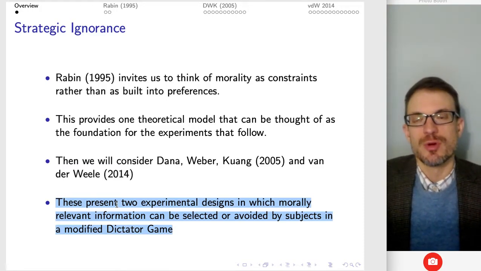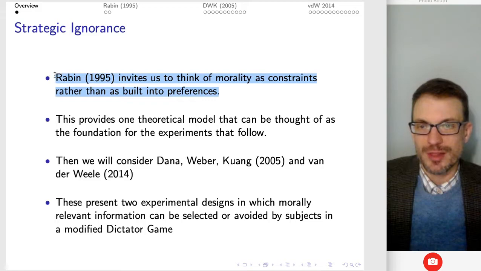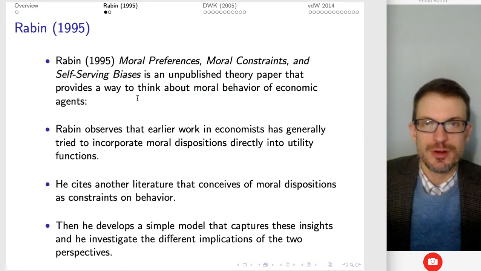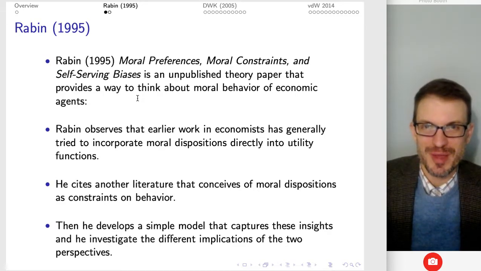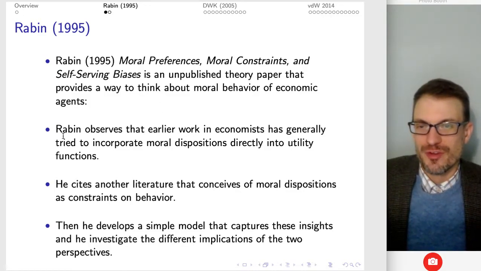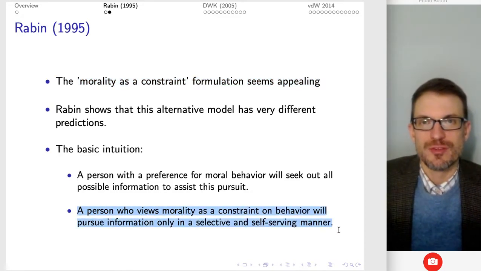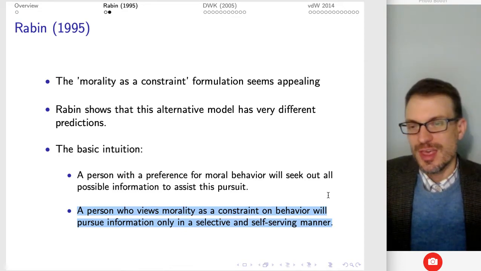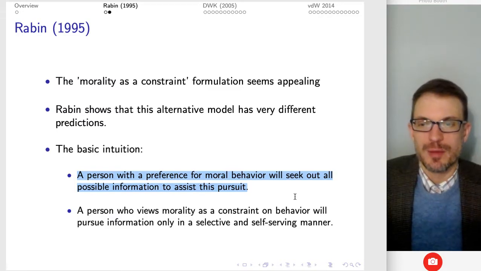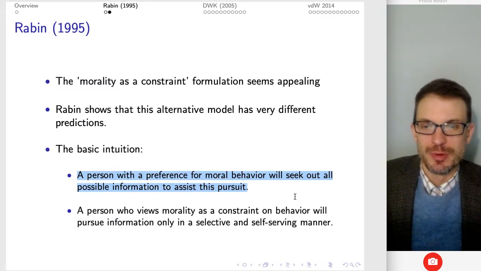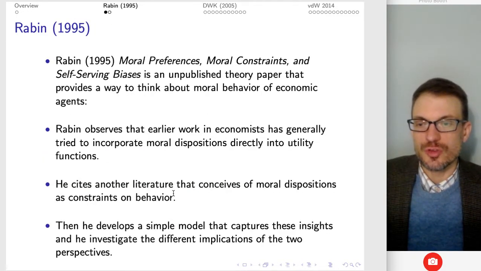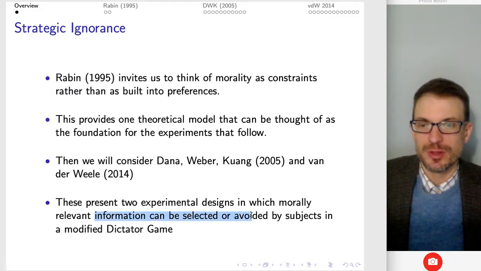Why is that relevant? Well, remember from the Rabin paper we could model morality as constraints or as preferences, and presumably people have very different relationships with information based around whether that information is going to help them or hurt them relative to their own goals. So for instance, if people see morality as a constraint, then they might have an interest in avoiding information that might cause them to act otherwise against their interest. If people see morality as a preference, well, now people might want to find all the available information to be able to seek after whatever that goal is. So in these experiments, what we're interested in doing is letting people select or avoid information and seeing what they end up doing.